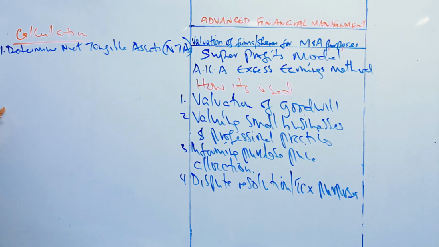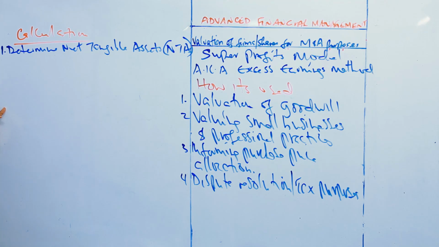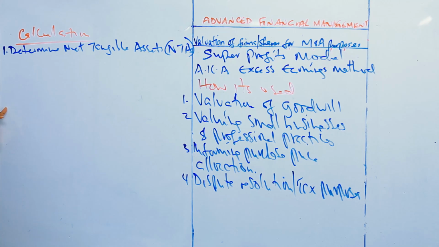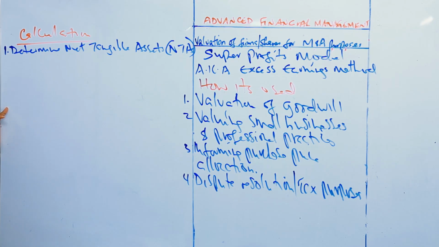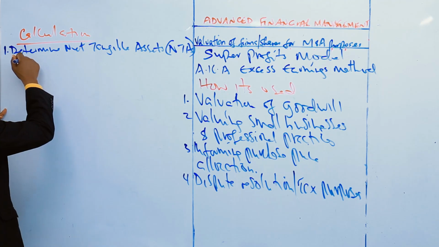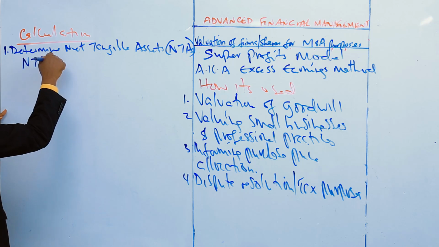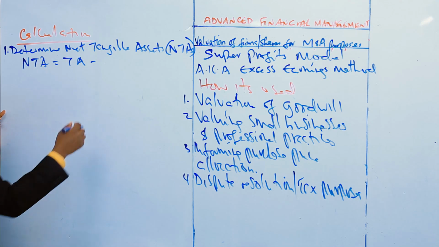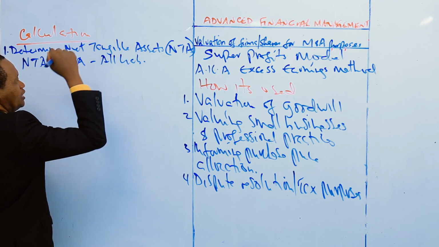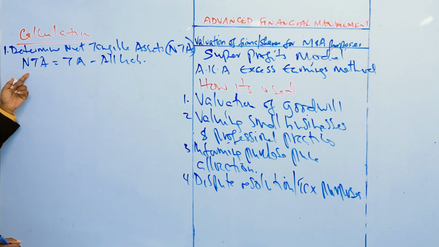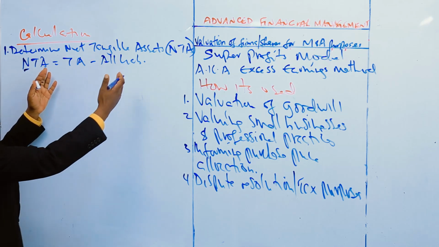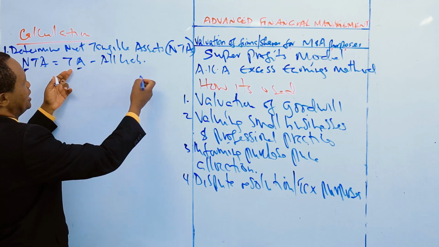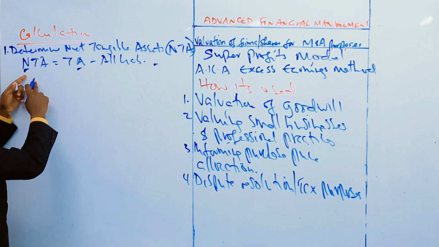The first step is to calculate the fair market value of all identifiable tangible assets like cash, accounts receivable, inventory, property, plant, equipment, motor vehicles, and so on. That is the tangible assets. So net tangible assets will be equal to the tangible assets minus the market value of all liabilities. You understand? That will give you the net tangible assets. That's where we get the word net, because you are getting the difference between the tangible assets and the liabilities, the total.